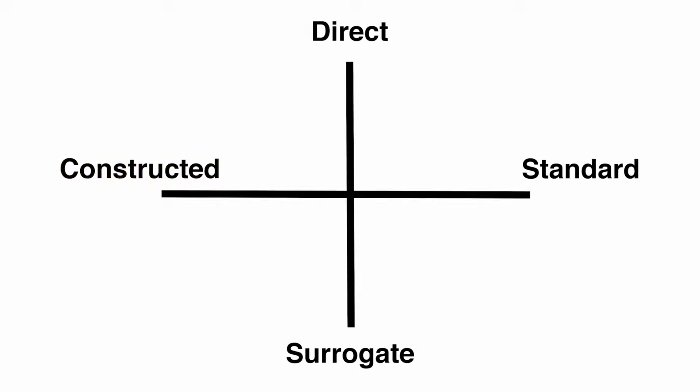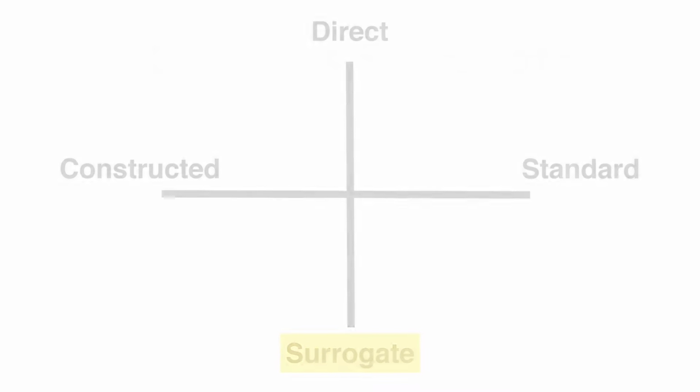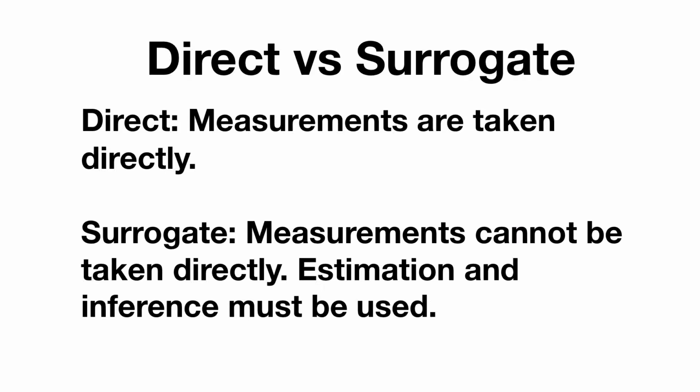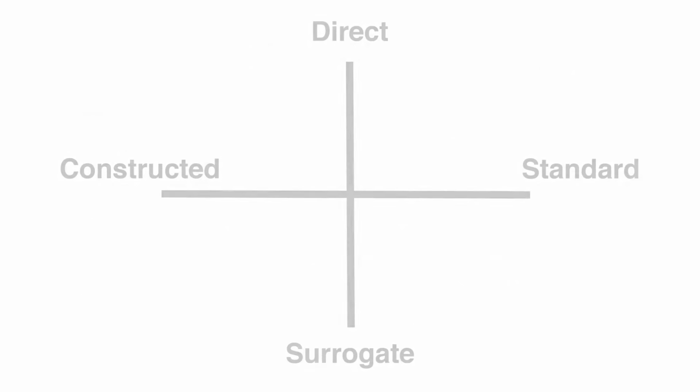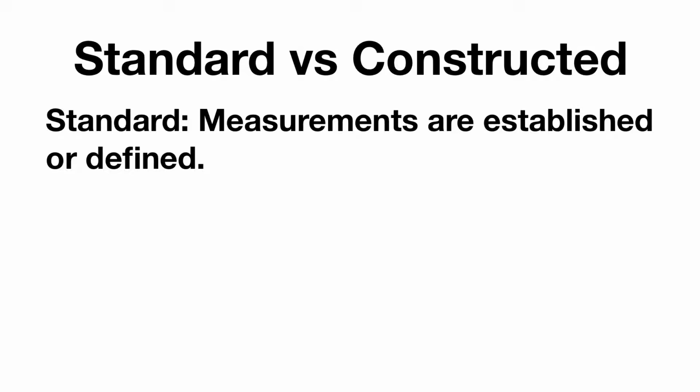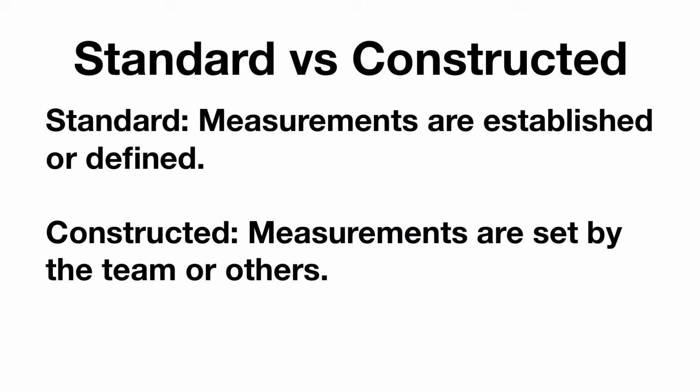The first dimension is direct versus surrogate. A direct measure is one in which you can measure directly. A surrogate measurement cannot be measured directly. Instead, you must make estimates or inferences. The second dimension is standard versus constructed. Standard measures use established or defined measurements. A constructed measurement is one in which a team or others set the measurements.